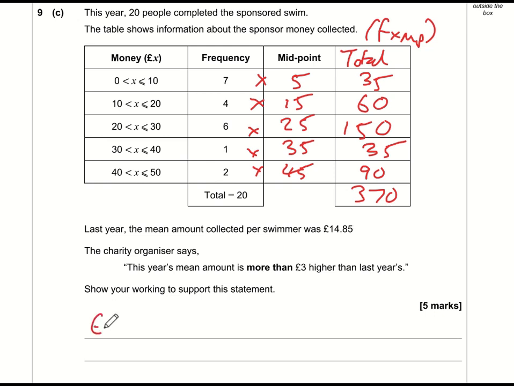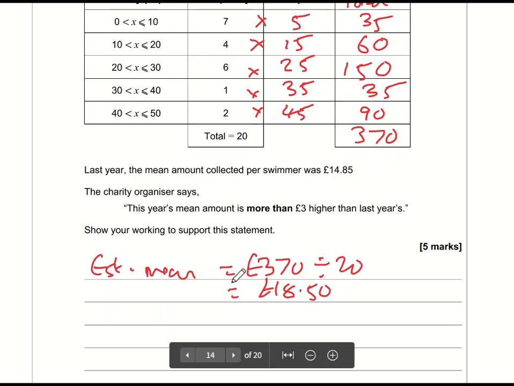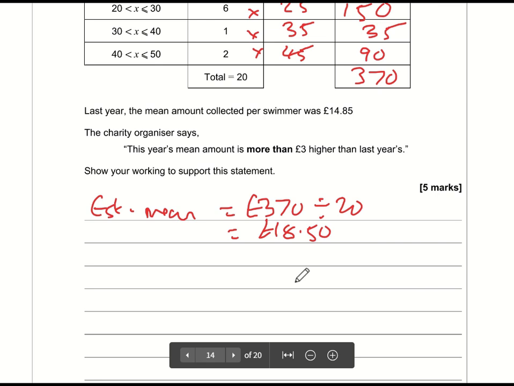So the estimated mean, and the reason why it's an estimated mean is because we're assuming that they all raised the exact midpoint of these ranges here. So that's going to be £370 divided by 20 people, and that comes to £18.50. So this year's mean amount is more than £3 higher than last year's.